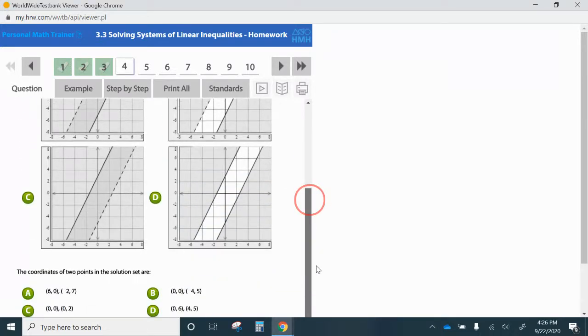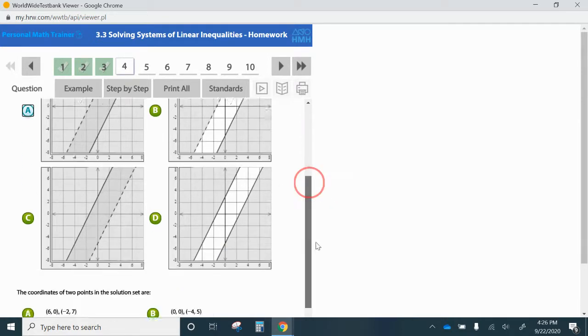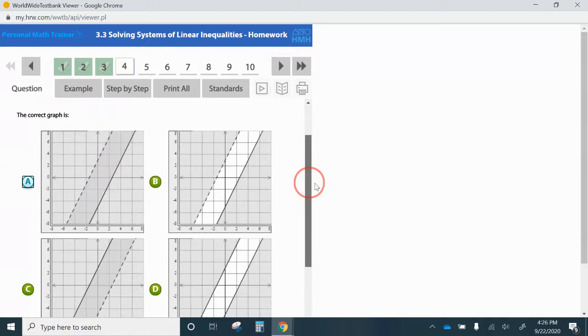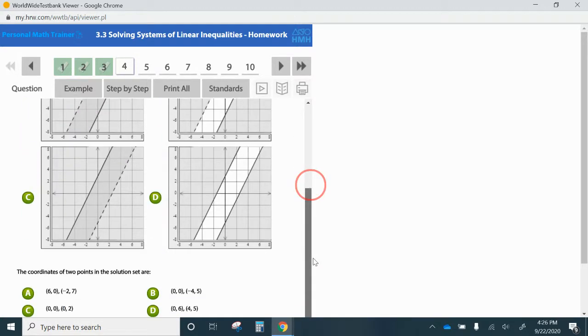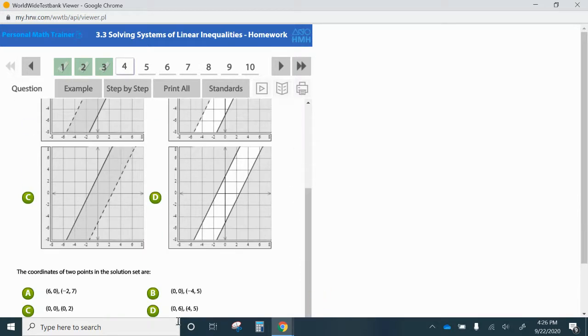And it wants to find points that are solutions. So let's look at 6, 0. So 2, 4, 6, 0. That doesn't work. So it's not A. B is 0, 0. That's okay. And negative 4, 5. So negative 4, 5, that doesn't work. So the answer is not B. 0, 0 works.